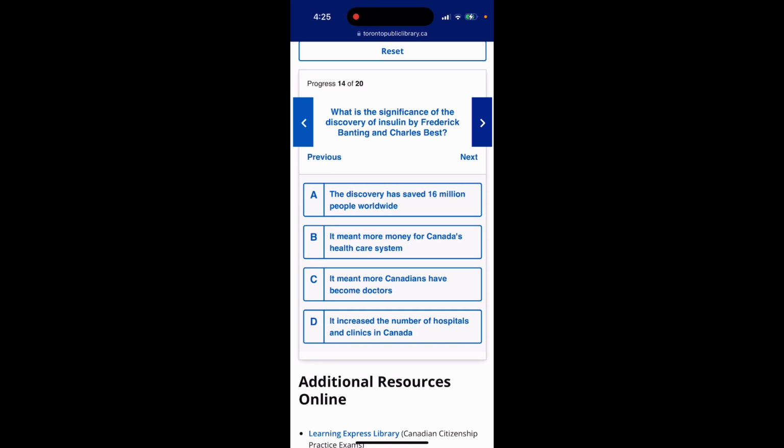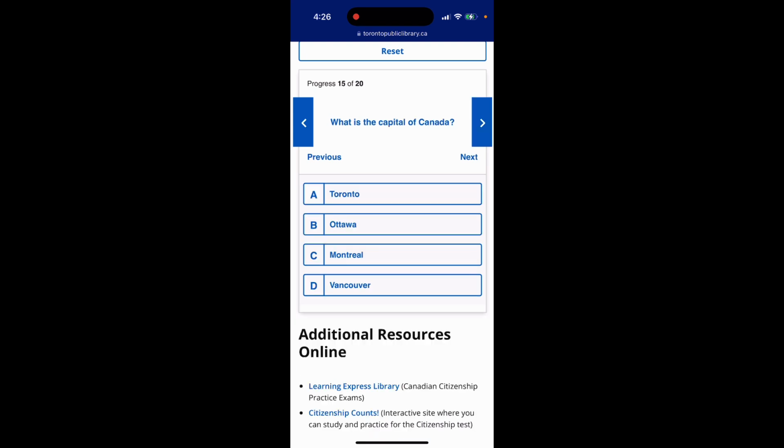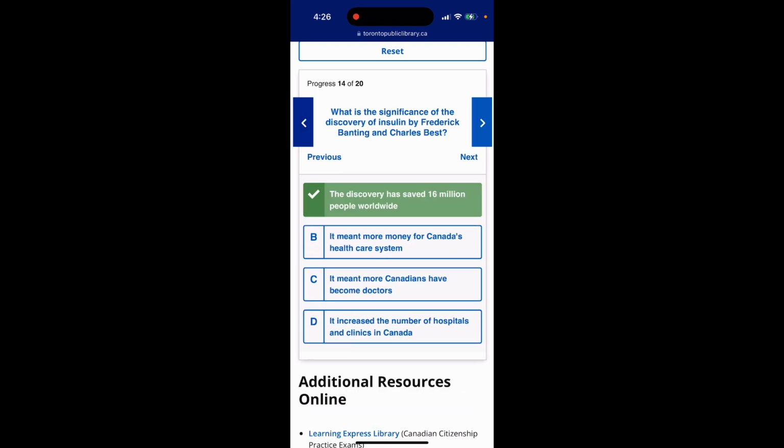Question 14. What is the significance of the discovery of insulin by Frederick Banting and Charles Best? Option A, the discovery has saved 16 million people worldwide. Option B, it meant more money for Canada's healthcare system. Option C, it meant more Canadians have become doctors. Option D, it increased the number of hospitals and clinics in Canada. The answer is option A, the discovery has saved 16 million people worldwide.